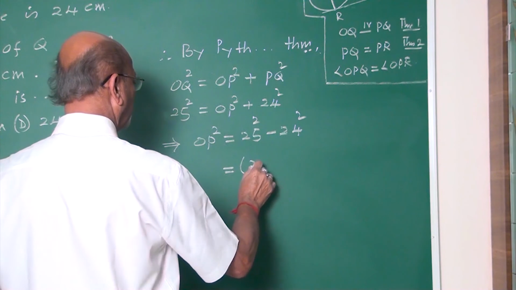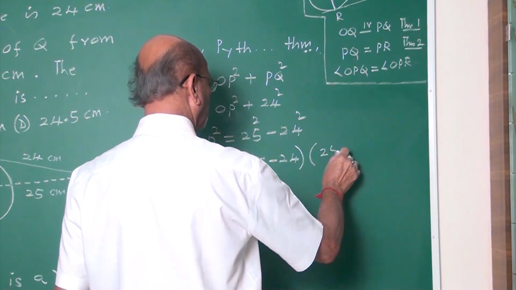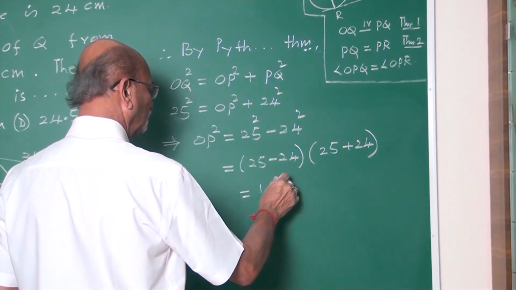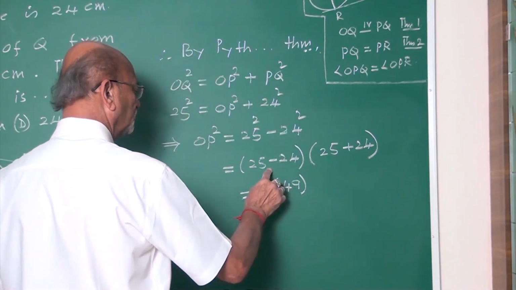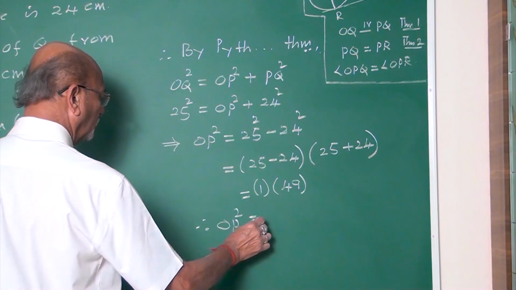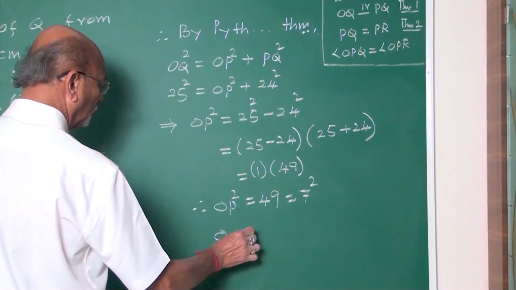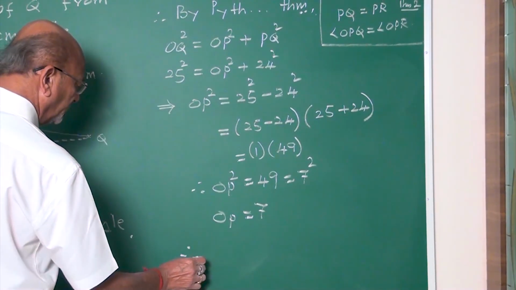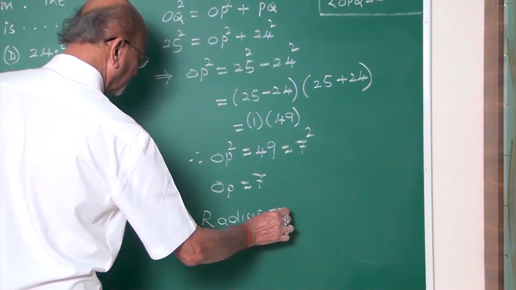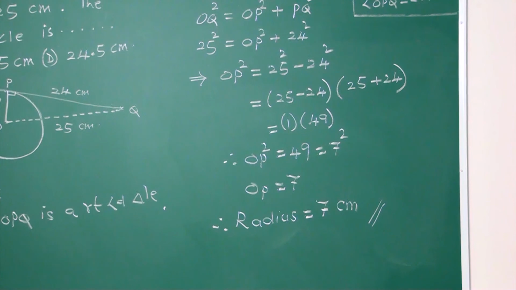A square minus B square, A minus B into A plus B, 25 plus 24. My friend, this is 1 into 49. Therefore, OP square equal to 49. 49 is nothing but 7 square. So, OP equal to 7. Therefore, the radius of the circle is 7 centimeters.